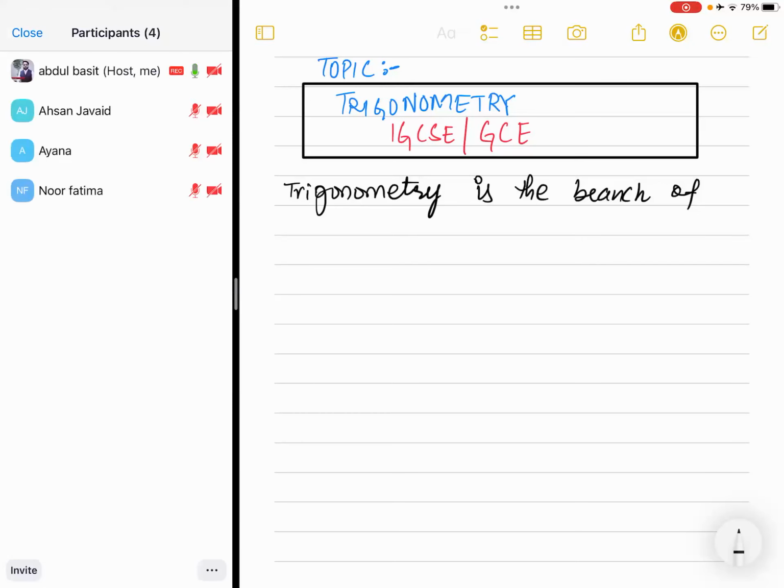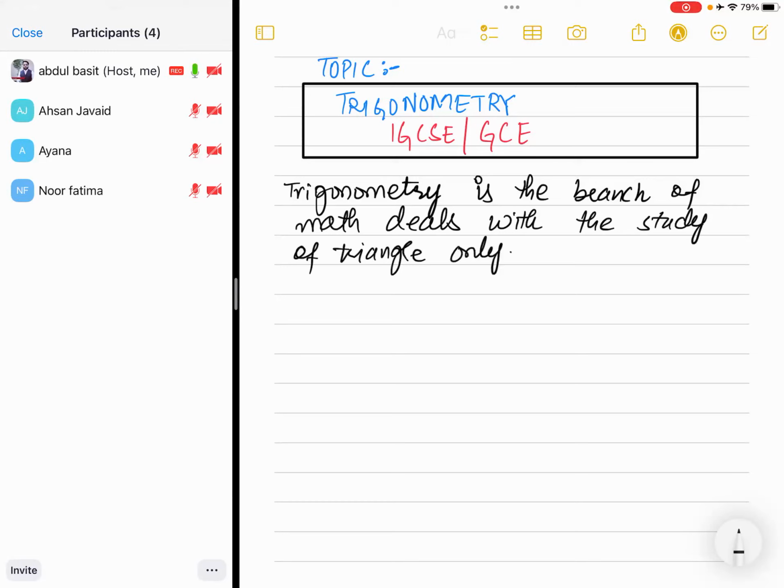All right. So trigonometry is the branch of maths that deals with the study of triangles only. We have only one shape in this chapter, which is a triangle. So trigonometry is the branch of maths that deals with the study of triangles only.